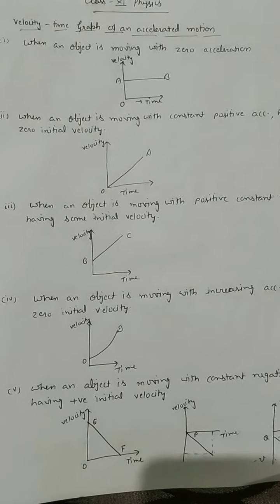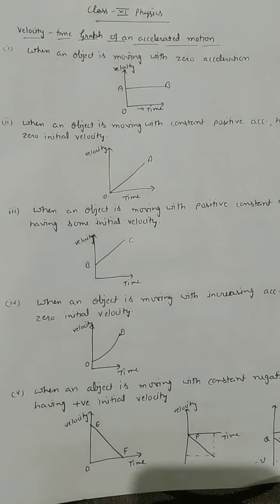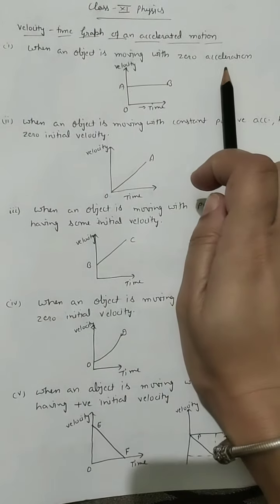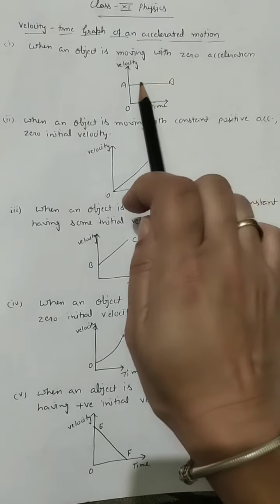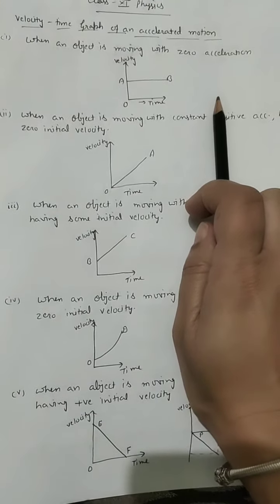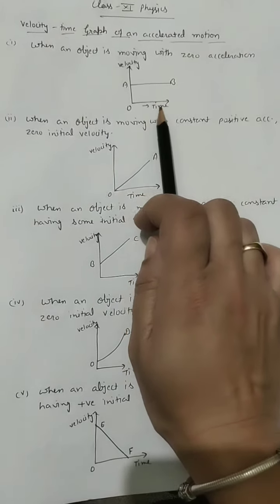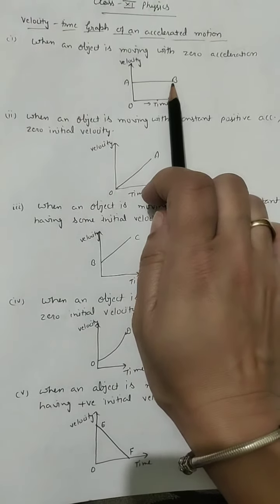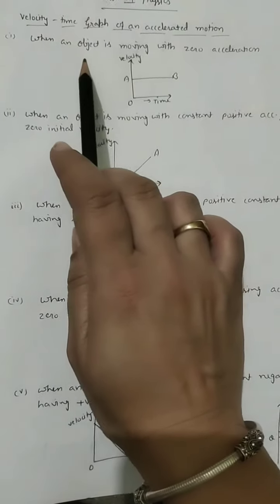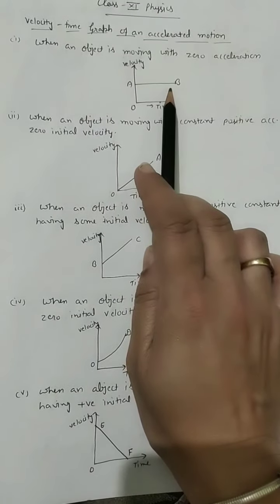Today we will start with the next method. Firstly, we will see what the velocity-time graph of an accelerated motion is. First, when an object is moving with zero acceleration, velocity is constant. a is equal to v minus u upon t. Zero acceleration means the velocity remains constant; the time is varying but the velocity is constant. So, if a one mark question comes, you have to plot a graph of an object moving with zero acceleration. We have to plot it like this.